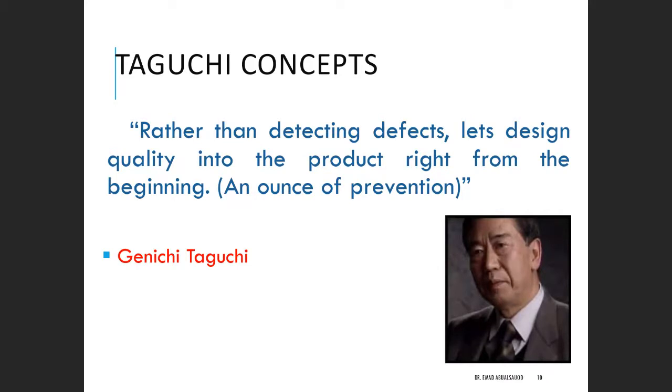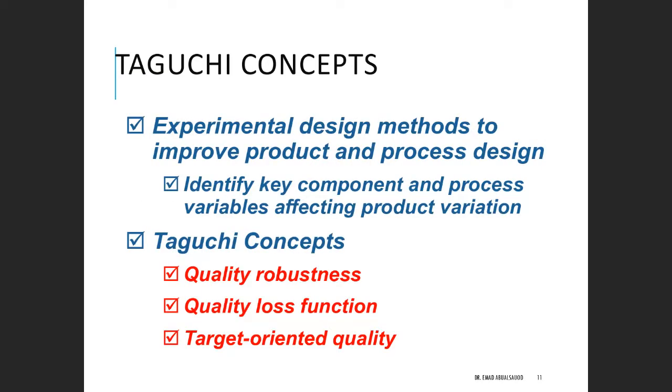Okay, moving on with the definitions. Now we are coming to the more recent definitions. The Taguchi concept has a different concept for quality. He says that rather than detecting defects, let's design quality into the product right from the beginning, referring to an ounce of prevention. So you prevent defects from the beginning, in the design from the beginning.